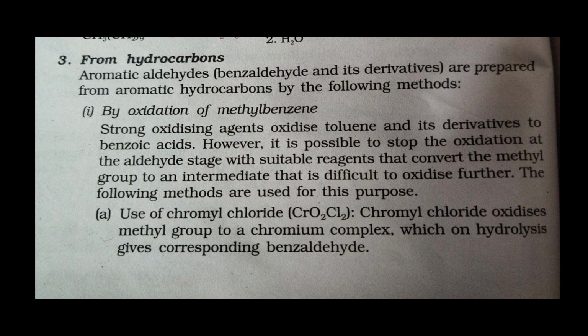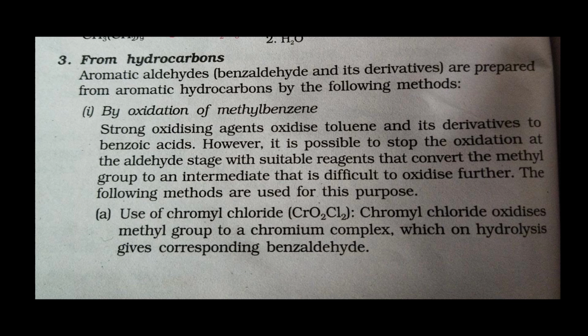Third one, from hydrocarbons. Aromatic aldehydes, benzaldehyde and its derivatives, are prepared from aromatic hydrocarbons by the following methods. First one, by oxidation of methylbenzene. Strong oxidizing agents oxidize toluene and its derivatives to benzoic acids. However, it is possible to stop the oxidation at the aldehyde stage with suitable reagents that convert the methyl group to an intermediate that is difficult to oxidize further. The following methods are used for this purpose.